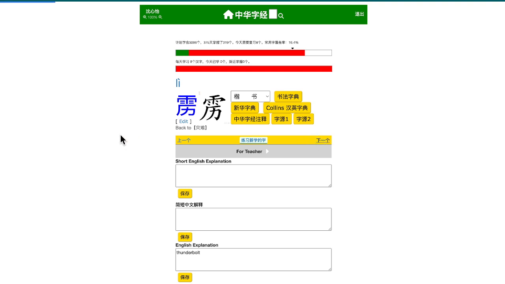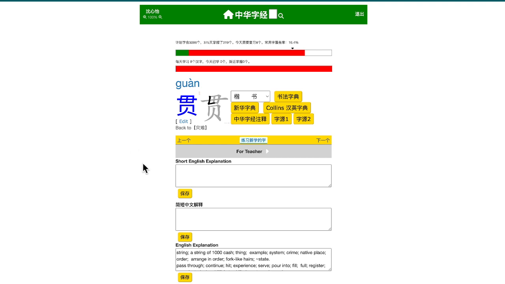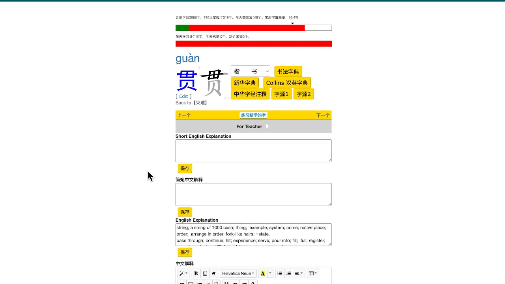Next one, guan. Now, guan means a string of 1,000 shells or 1,000 copper coins. Now the Chinese copper coins have a hole in the middle, so you can put a string through it and connect lots of them together. So 1,000 of those tiny coins is called one guan. This is a unit of measure for money.